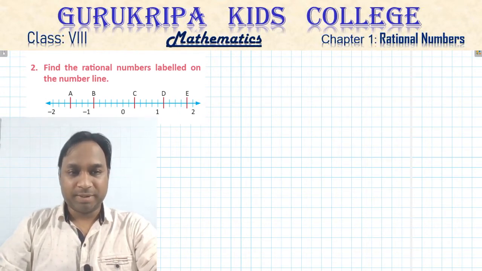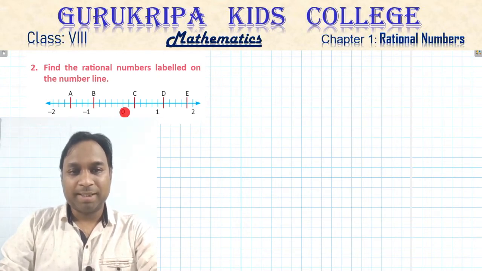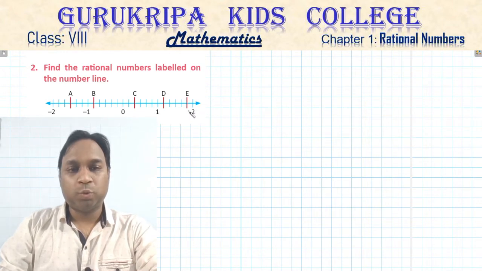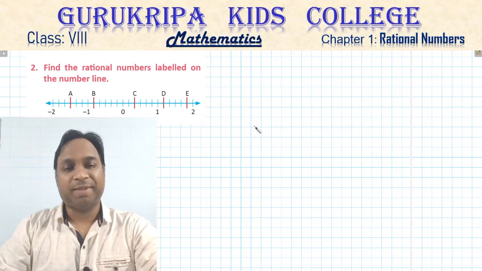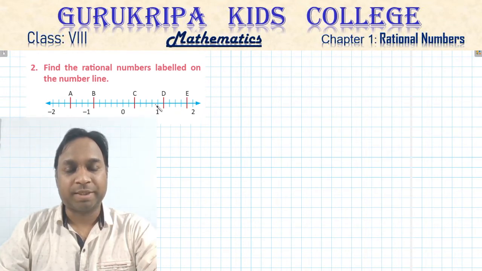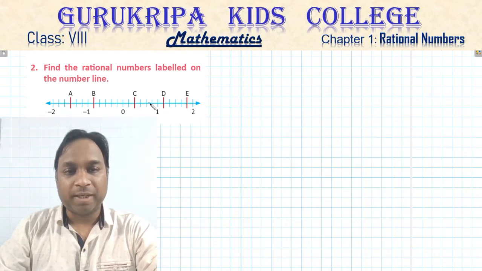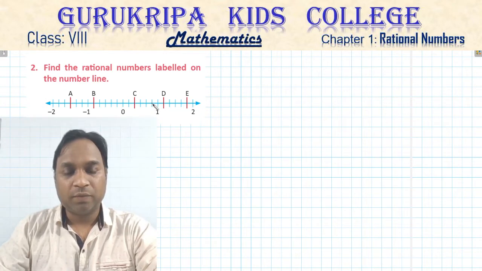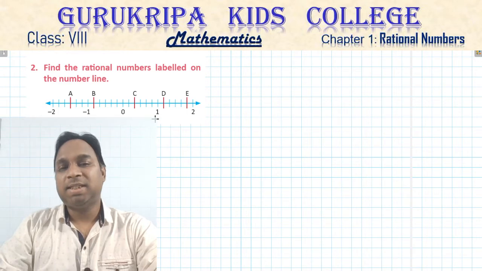Now to find the numbers, first we need to find 0 and 1. And here it's 0, 1, 2, -1, -2. All these numbers are given. So how many places are there between 0 and 1? 1, 2, 3, 4, 5. Sorry, 1, 2, 3, 4, 5, and 6. So each division is 1 by 6.